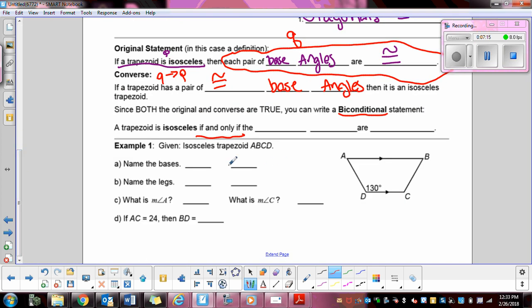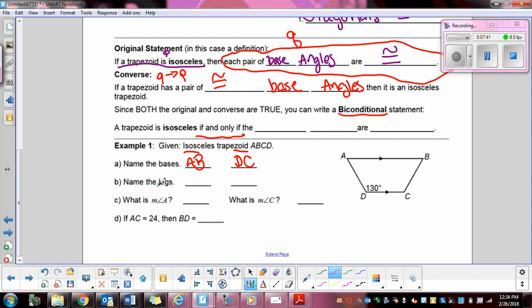Example 1, let's look at this. Let's try one. It says name the bases. And to name a side length, you know you're going to have two letters. A to B is a base because those are the parallel ones. The other base is D to C. Put a line above it. That's a side of a trapezoid. So you're going to have a line for a line segment. Name the legs. You guys can do that.